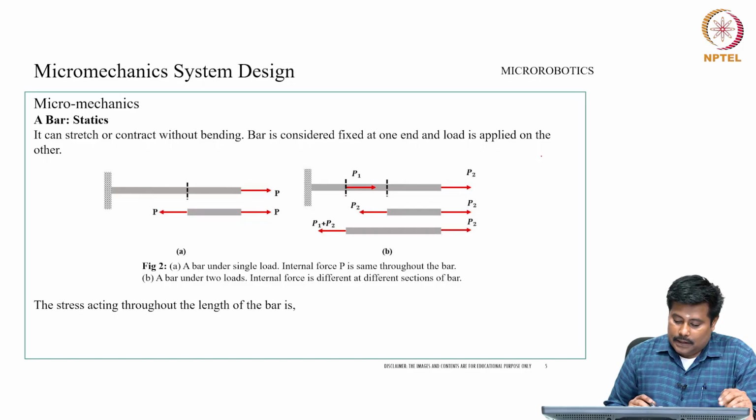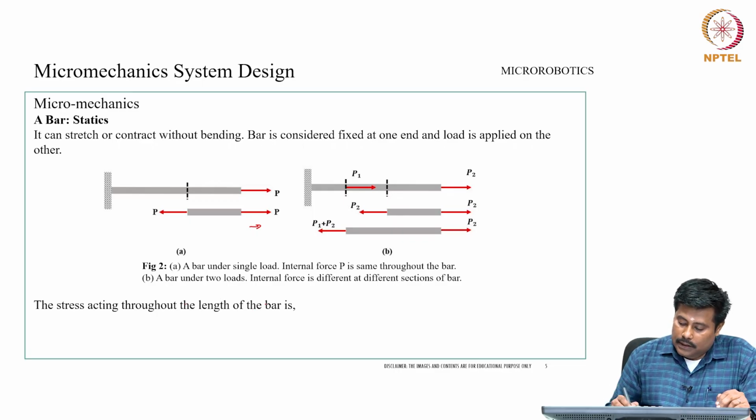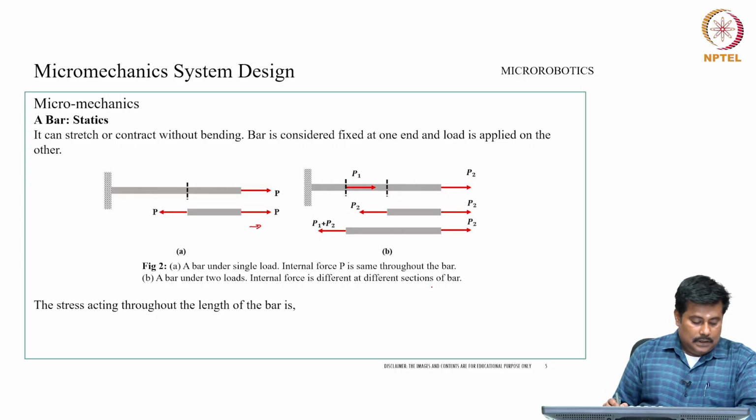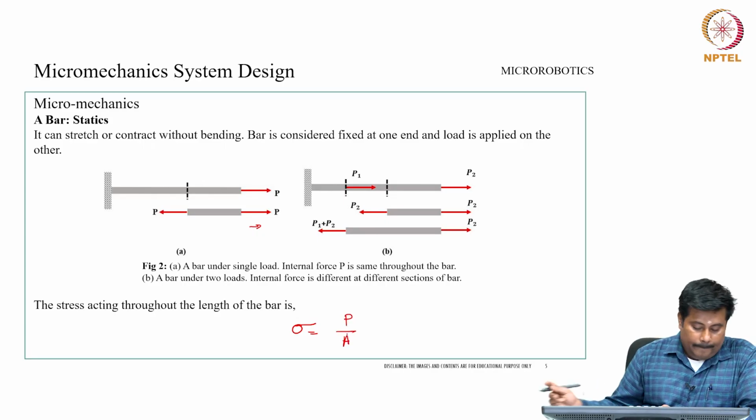In this particular case, we are considering two different conditions. In the first condition, a bar is under a single load and the internal force P is the same throughout the bar. In another condition, where the bar is under two loads, the internal force is different in different sections of the bar. So the stress acting through the length of the bar is represented as sigma equals P by A.